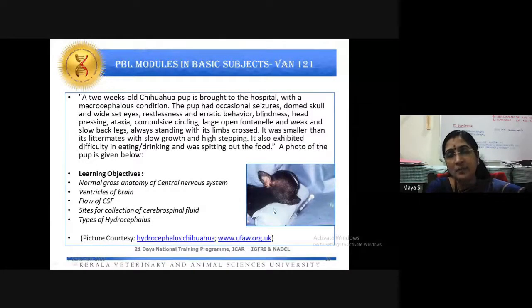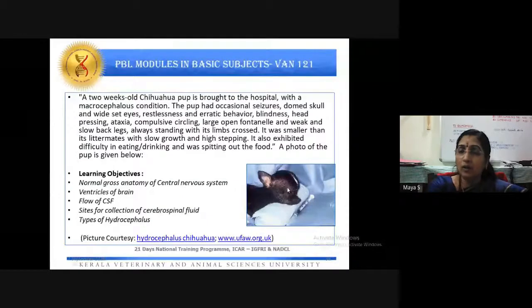And if this same picture and the problem is given to a final year student, he or she may be knowing that this condition is hydrocephalus, because they have passed so many courses. At that point their learning objective will be to learn about what can be the treatment or how to diagnose this condition. All those will be the learning objective if the same picture is given to a final year student.